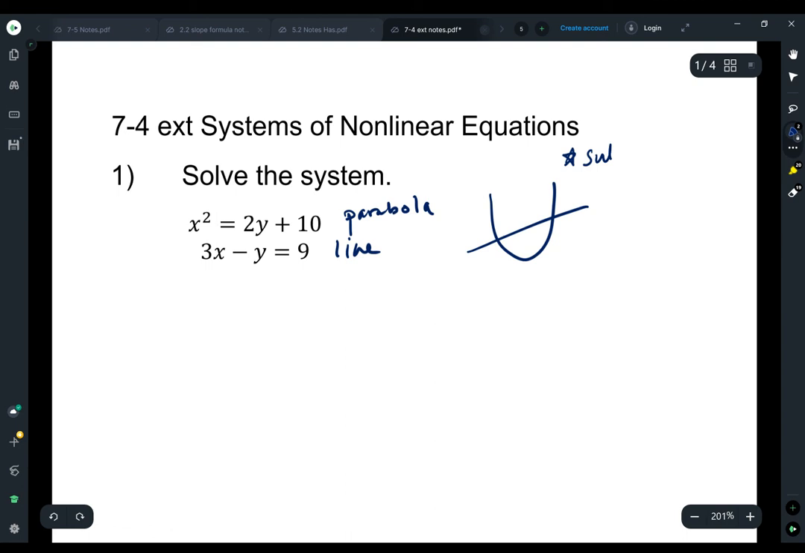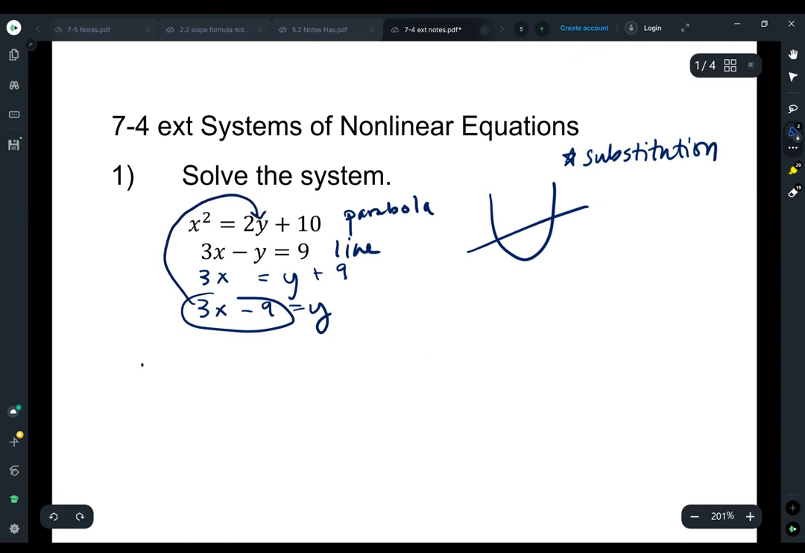So our methods are still substitution and elimination. I'm going to use substitution on this one. So I want to take that second equation and solve it for y. First I'm going to add the y on both sides, so I have y plus 9. And then I'm going to subtract the 9. And now I have something to substitute into the first equation. So I'm just going to go ahead and write that out. And then I want to distribute and simplify and clean it up a little bit.